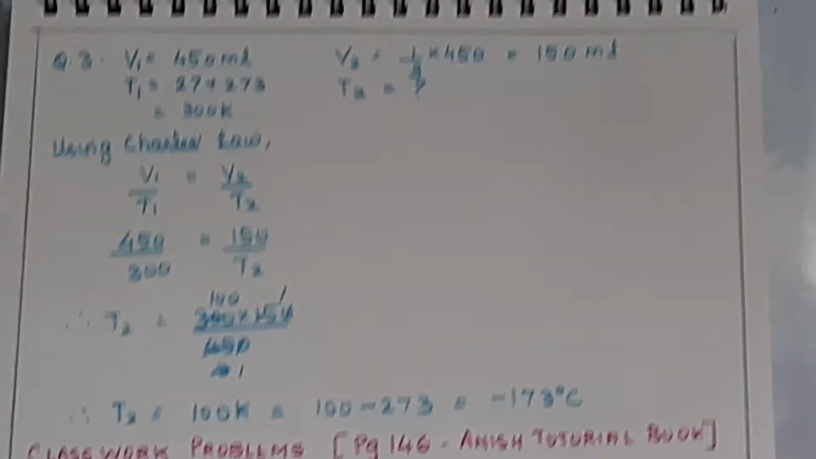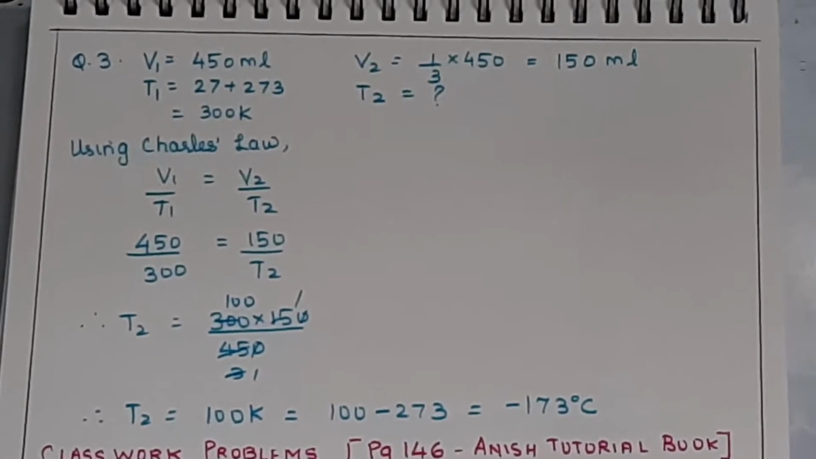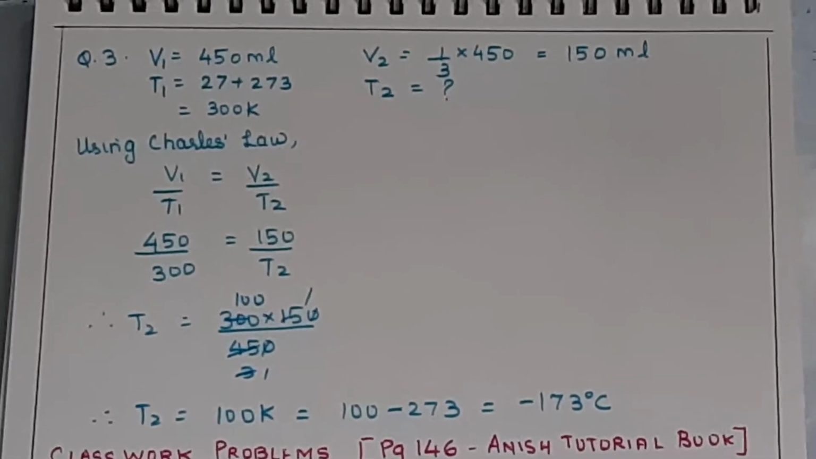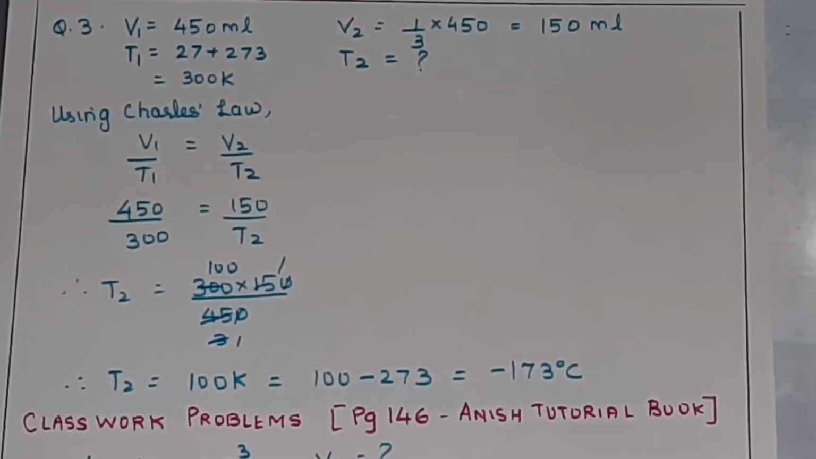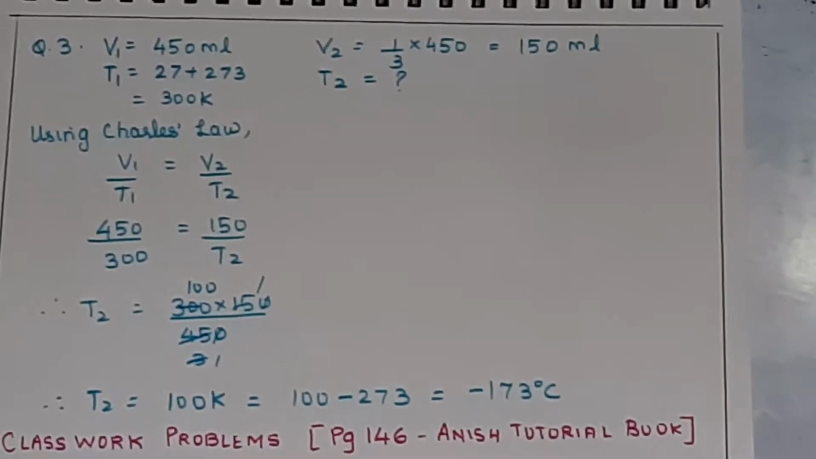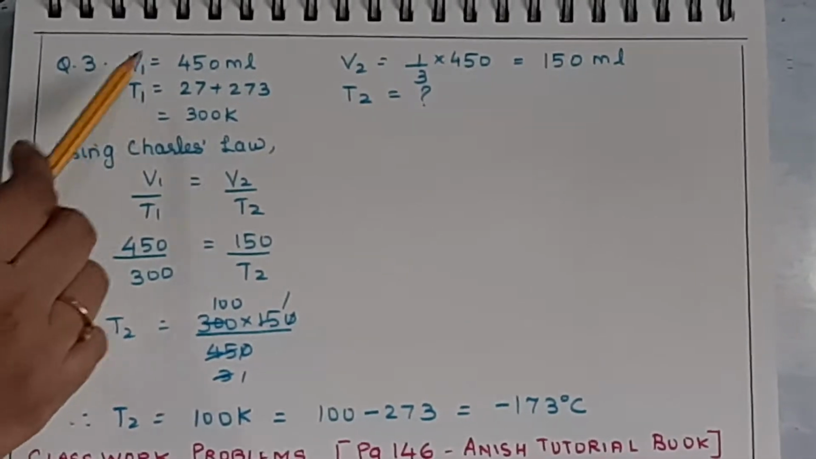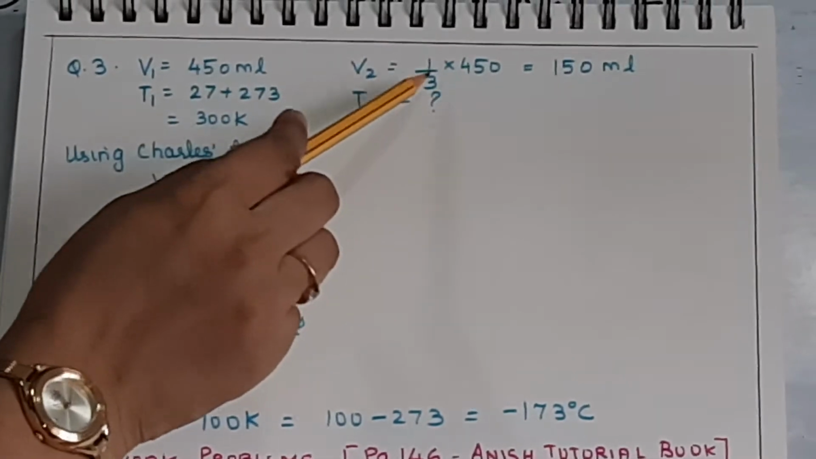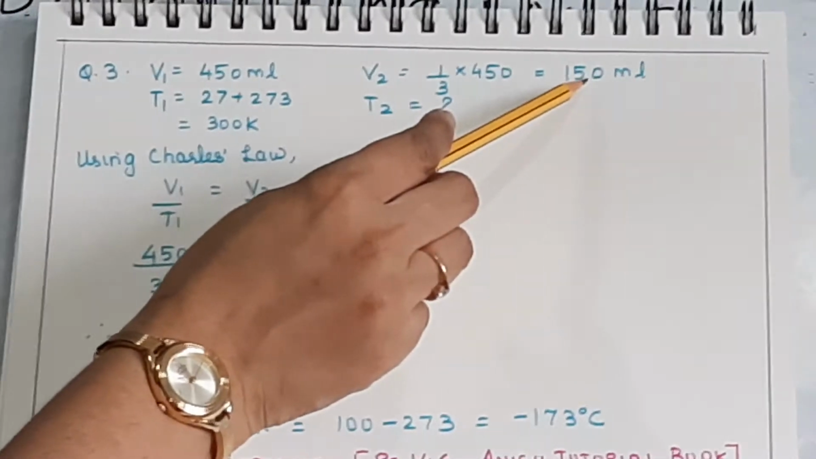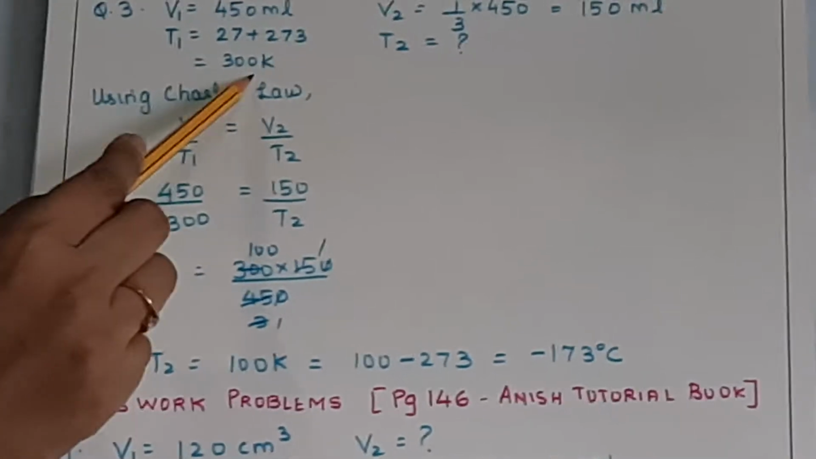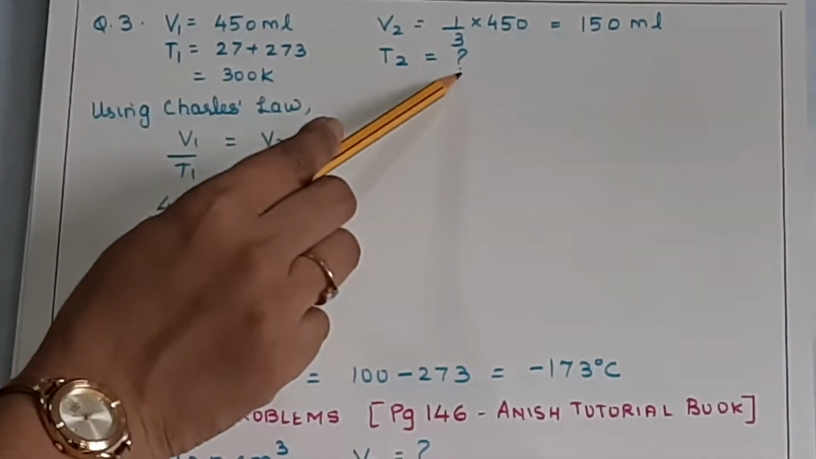Okay, so now continuing with our solved examples, the third solved example: 450 ml of oxygen gas is collected at 27 degrees Celsius. If for a particular use, the volume has to be reduced to 1/3 of its original, find the temperature to which the gas has to be cooled, at constant pressure. So here initial volume is 450 and final volume they are telling you is 1/3 of the initial. So 1/3 of 450 will give you 150. T1 is 27 degrees Celsius, so we add 273 to make it 300 K. T2 we don't know.